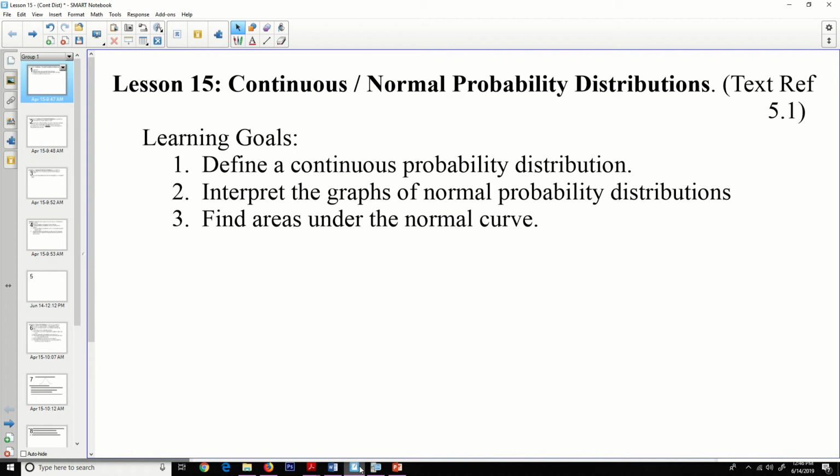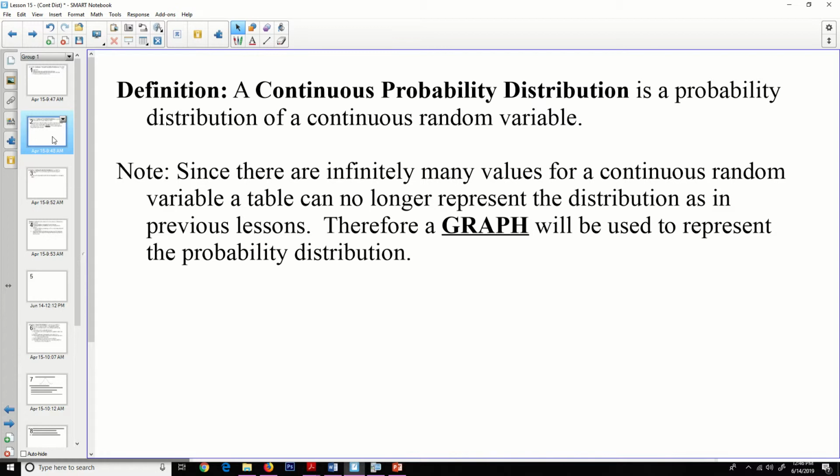Today we're going to define what a continuous distribution or probability distribution is. We're going to interpret the graphs of normal probability distributions, and we are going to find the areas under the normal curve. So we've done some discrete probability distributions in the previous lessons, and today we're going to talk about what it means to have a continuous probability distribution, and we should define that first.